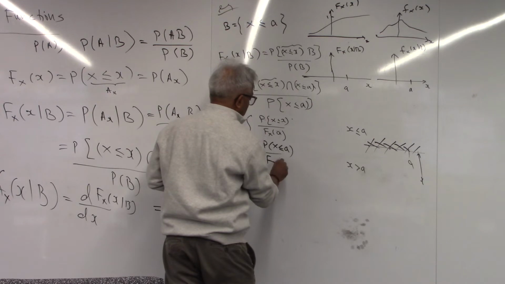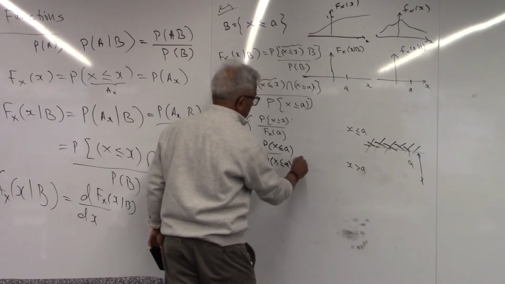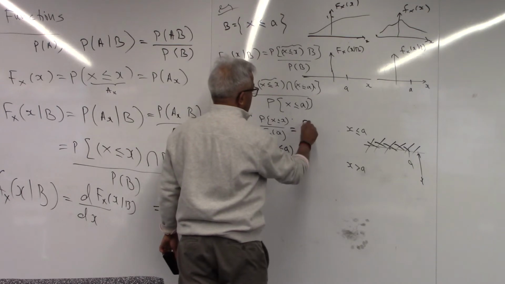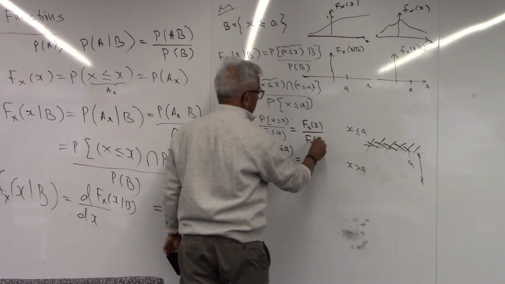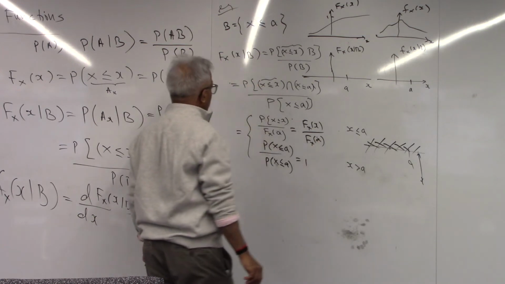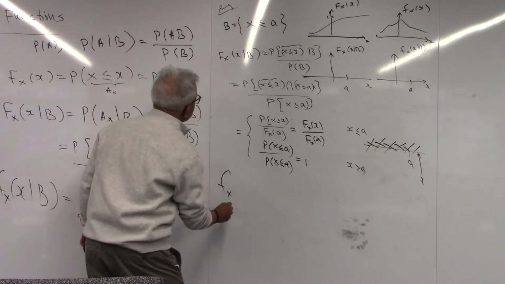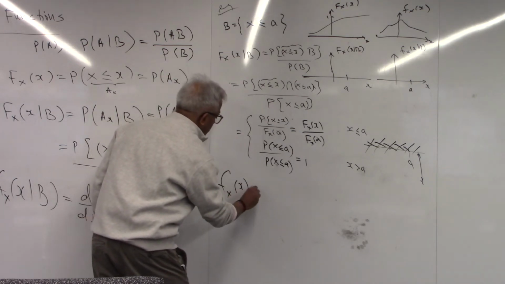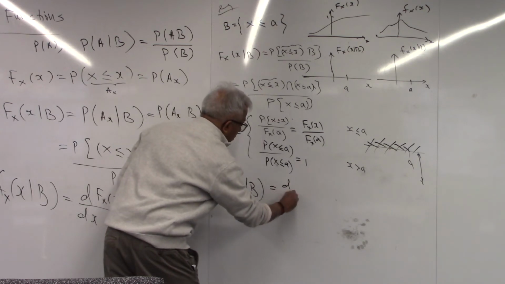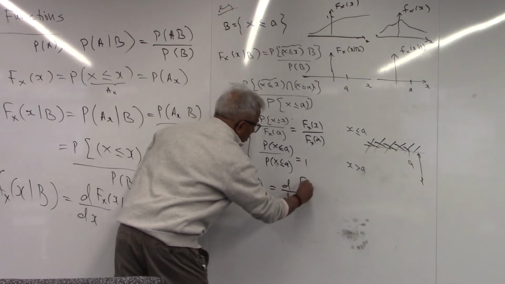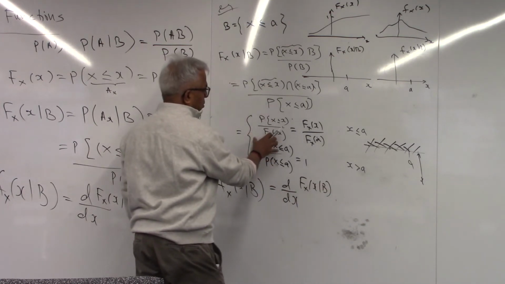Divided by, that's F_X of x, divided by the probability of X less than or equal to A. So this is 1. So this is F_X of x divided by F_X of a. That's the answer for the distribution function. And the density function is the derivative of the distribution function. So the conditional density function is going to be d by dx of F_X of x given B. If you do this one, then it is easier.